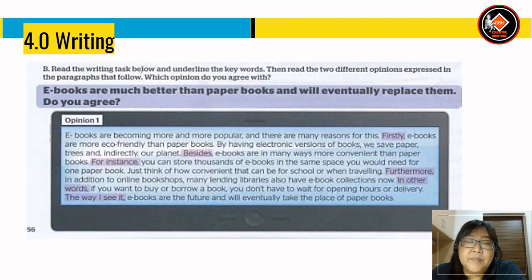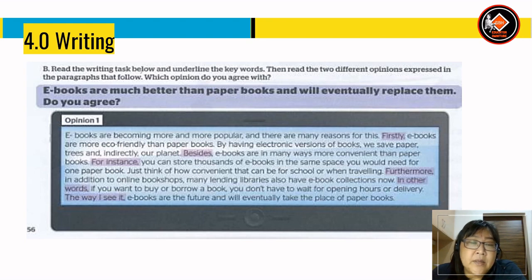Now let's look at B. Read the writing task below and underline the keywords. Then read the 2 different opinions expressed in the paragraphs that follow. Which opinion do you agree with? E-books are much better than paper books and will eventually replace them. Do you agree? So let's look at opinion 1. And then look at the underlined keywords.